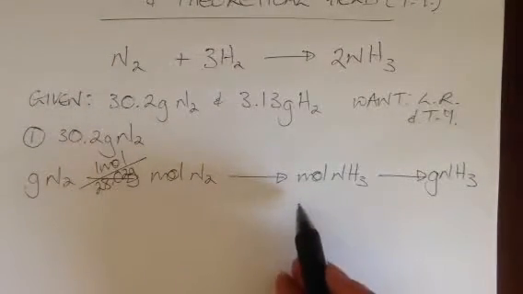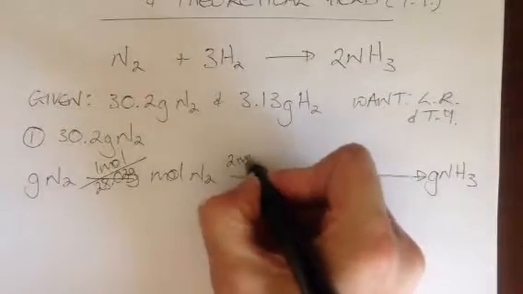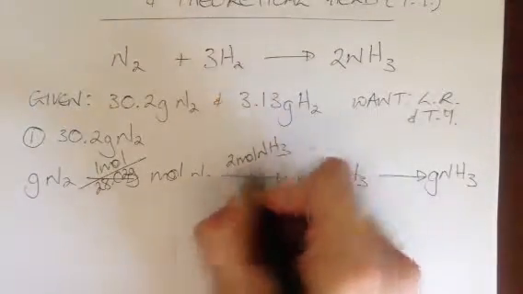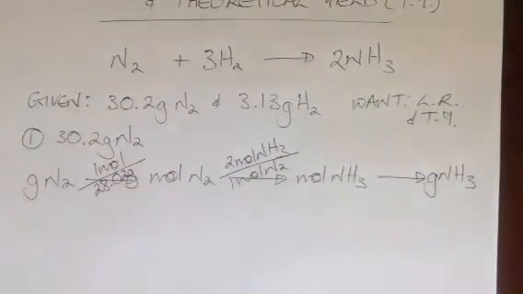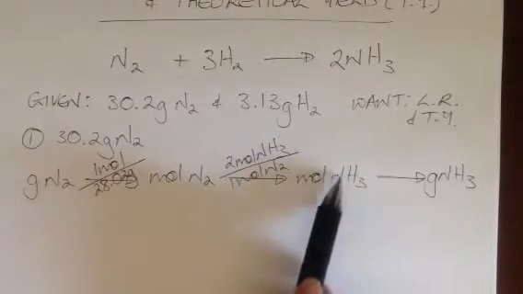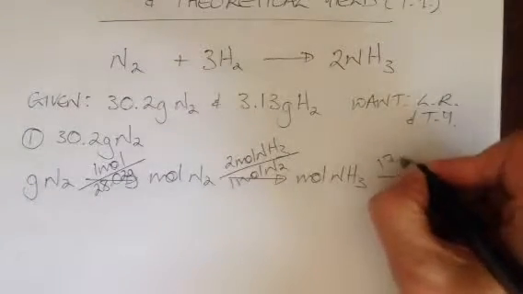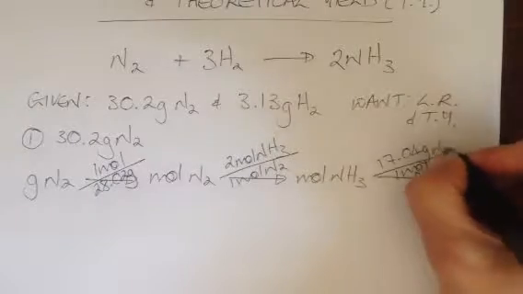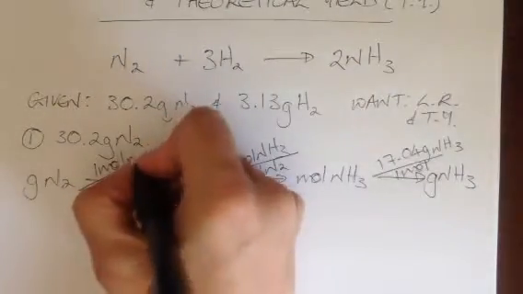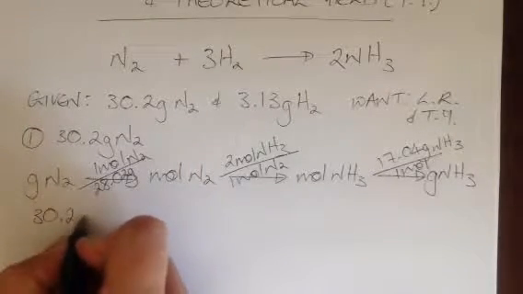Moles of nitrogen to moles of ammonia, it's a 1 to 2 relationship. 1 mole of nitrogen gives us 2 moles of ammonia. So we want nitrogen on the bottom. And then moles of ammonia to grams of ammonia, we need the molar mass of ammonia. 14.01 plus 3 times 1.01 is 17.04 grams per mole. And that's of ammonia. That's nitrogen. Okay, so we can just plug that in. 30.2 grams of nitrogen.